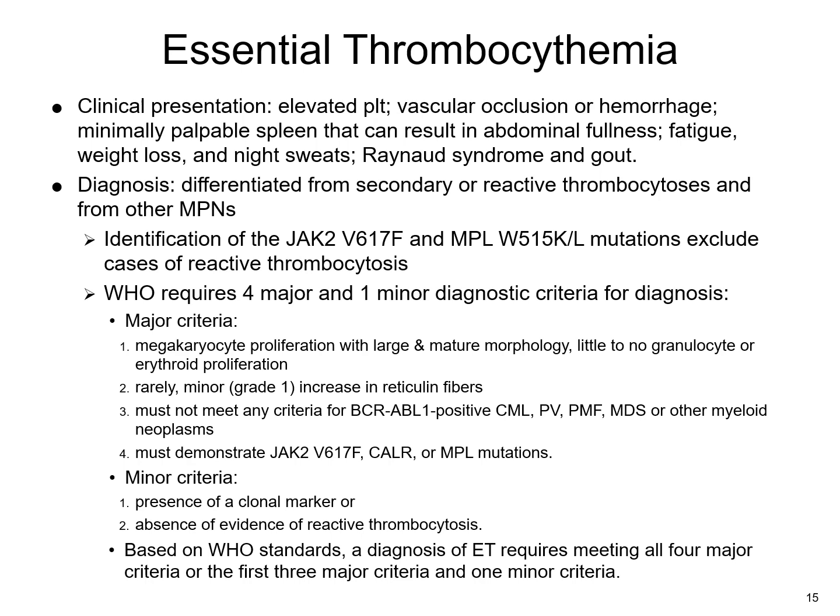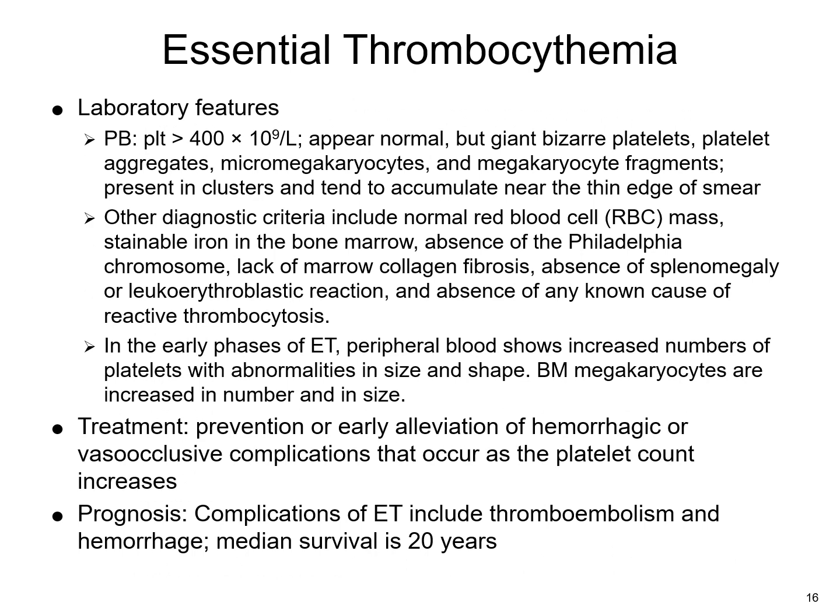The minor criteria is going to be the presence of a clonal marker or the absence of evidence of reactive thrombocytosis. Now, things that we will see in the laboratory on the peripheral blood, the main thing is going to be that you have that platelet count greater than 400. Overall, it's going to appear normal, but you will have some very giant, bizarre-looking platelets or platelet aggregates, micromegakaryocytes, and megakaryocytic fragments. You can also have platelets that present in clusters, and they tend to accumulate near the thin edge of that smear.